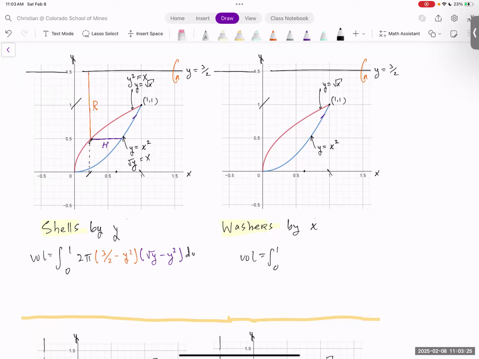And I'm just thinking this should also work the same if, let's see, the height stays the same. It's root y minus y squared. But the radius, I'm thinking about that radius, to go from 3/2 to there.